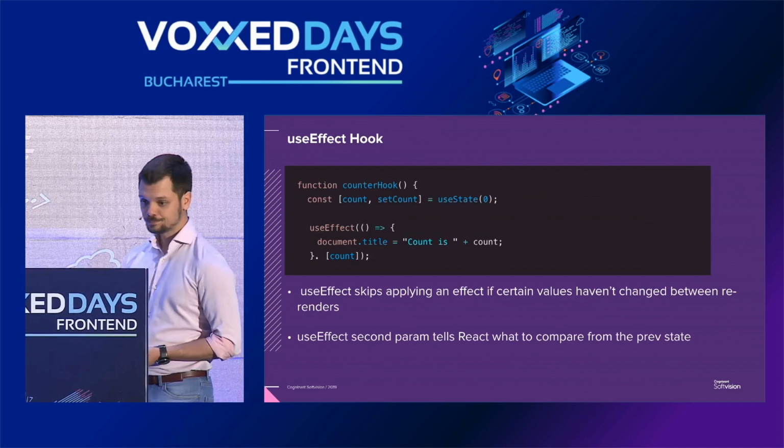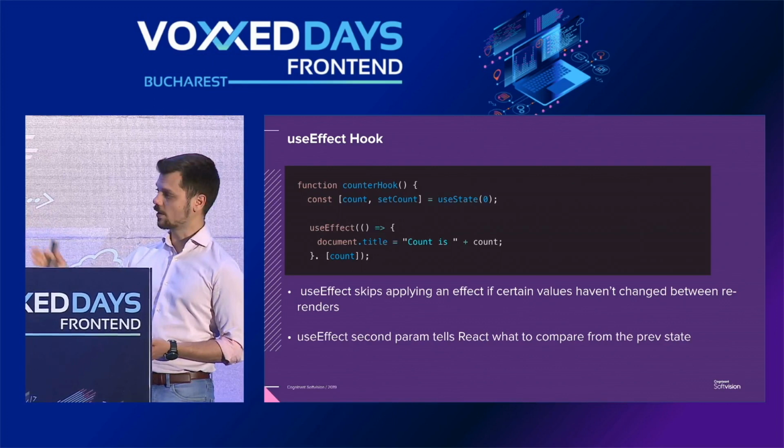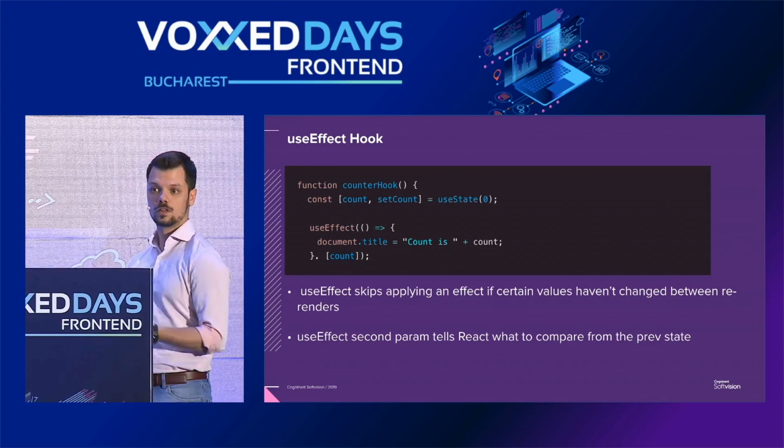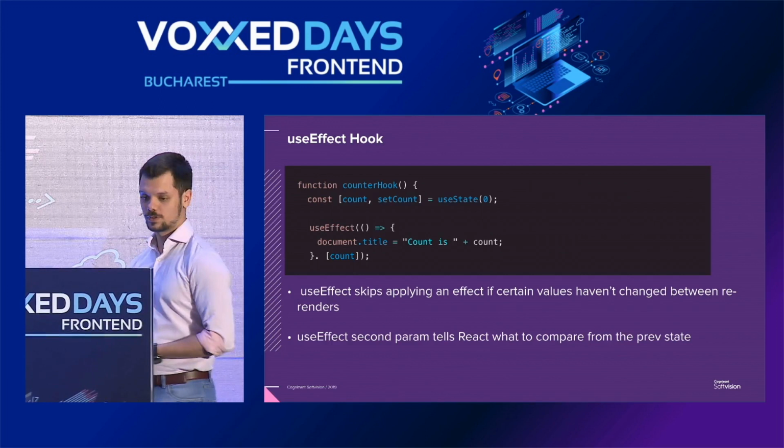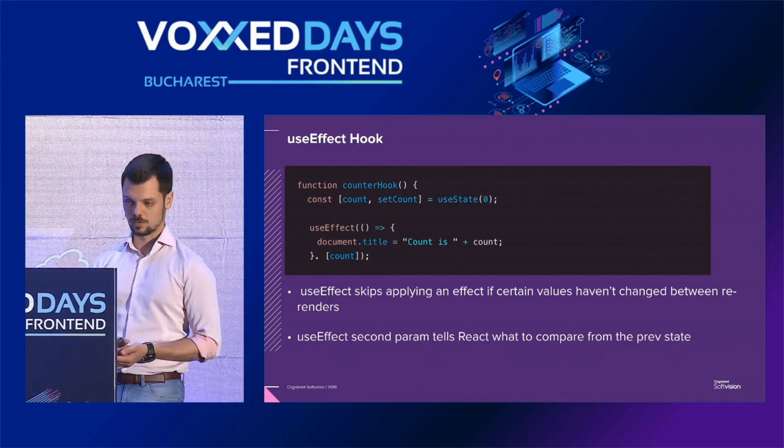If you use this optimization, make sure that you include in that array, where I wrote count, every property that can change and that you need to verify. So props, state, the properties that change over time and are used by the effect should be written there so you can optimize your code. You don't render every time.